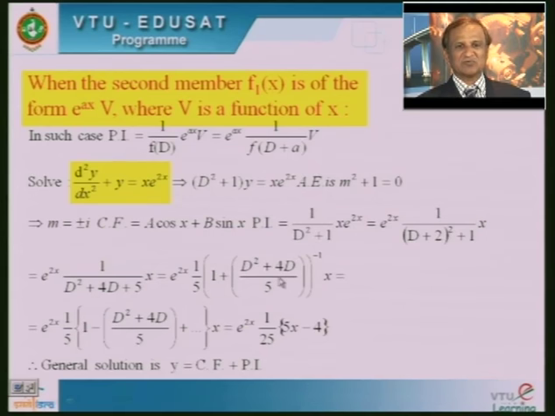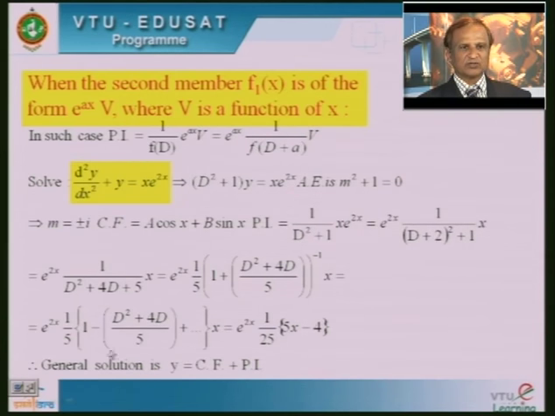Now, I want to expand it binomially. It is of the type (1+x)^(-1), and I know that the power of x is 1. That is why I can write down only 2 terms. That is why I have written e^(2x) as it is, 1 by 5 as it is, and according to the formula, 1 minus the term. The power of this term is 1, because the power of x is 1.